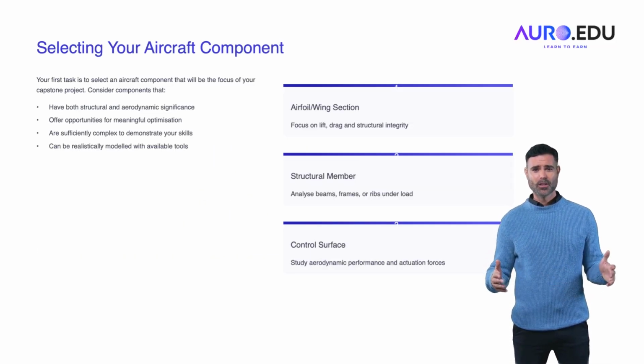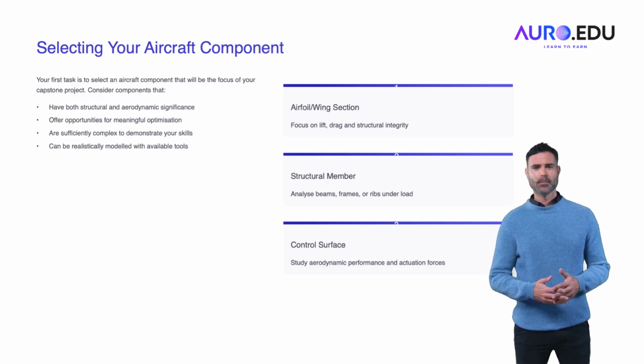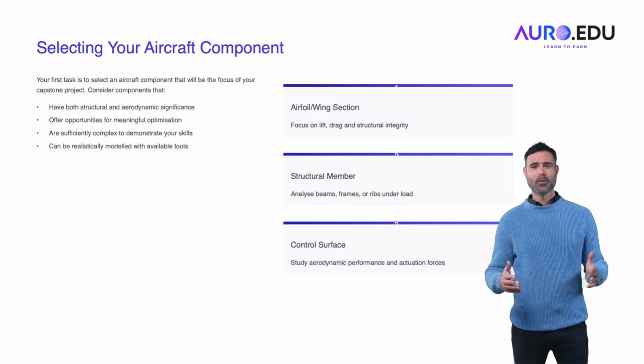Selecting your aircraft component. Choosing the right component is strategic. You want something that's challenging but doable, like an airfoil, structural member, or control surface. Consider components that are both structurally and aerodynamically relevant. You should be able to model it with the tools you have and find enough reference data to validate your work. This choice influences your entire project's direction.